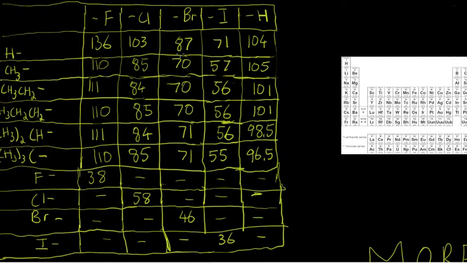Also, the RX strength decreases for any given alkyl group. So, say for methane, the CH3F bond is 110. CH3Cl is only 85 kilocalories per mole, and it goes down. Iodine's the weakest here. And the same thing applies for even bigger alkyl groups. The secondary isopropyl group's bond with fluorine has a DH value of 111. With chlorine, it's 84. With bromine, 71. Iodine, 56. So as you go down the periodic table, that bond gets weaker as well.